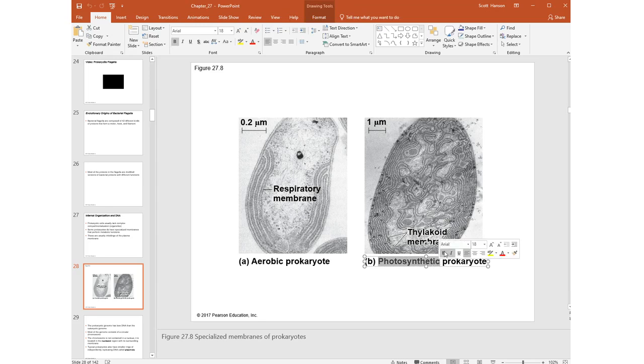So there are a lot of prokaryotes that are actually photosynthetic, and most of the oxygen produced on Earth is actually produced by photosynthetic prokaryotes that are in the ocean, believe it or not.